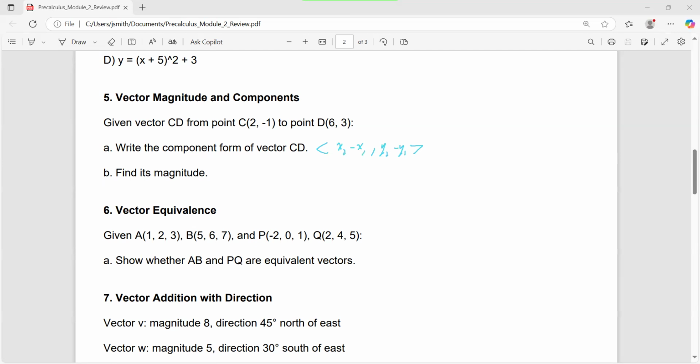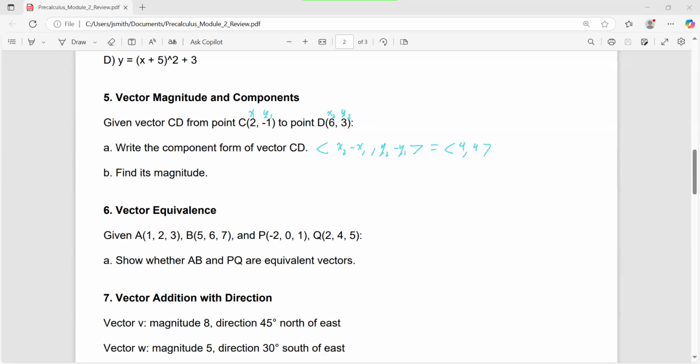Since C came first, this has to be the x1, y1. And since D came last, this then will be x2, y2. All right. Understand the labeling there? Yes, x2 minus x1, y2 minus y1. All right, so now to find the correct component form, I'm going to do the actual math. So 6 minus 2, 4. 3 minus negative 1, also 4. Very good. So there's your component form.